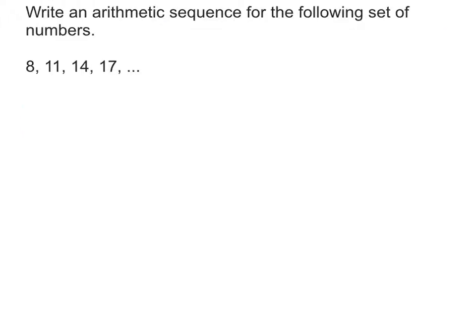We want to write an arithmetic sequence for this set of numbers, 8, 11, 14, 17. So my first term is 8, my second term is 11, my third term is 14, my fourth term is 17. Well, my common difference here, to keep going up each time, we're going to add 3. We add 3 to 8 to get 11, add 3 to 11 to get 14, add 3 to 14 to get 17. So my slope is 3. That's my rate of change, my common amount or common difference.